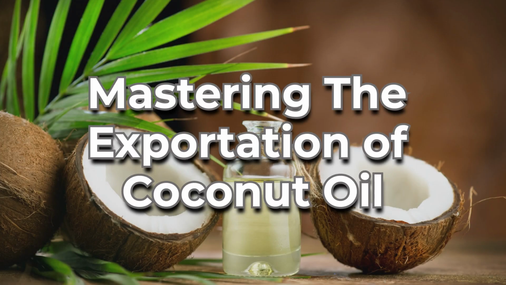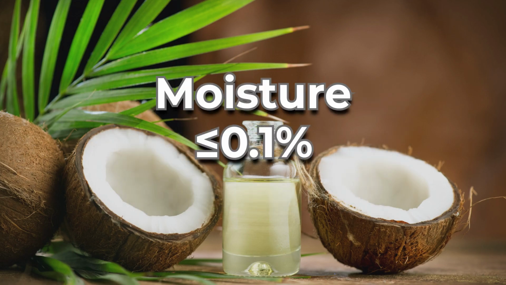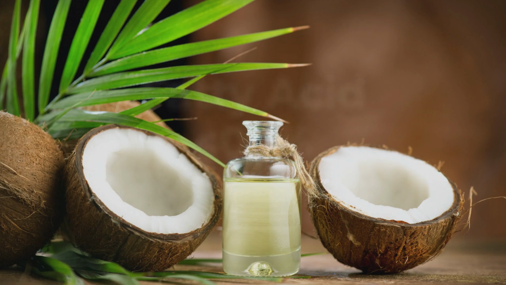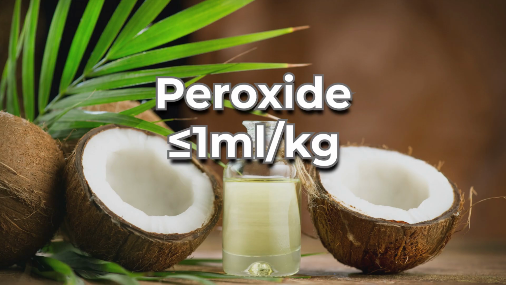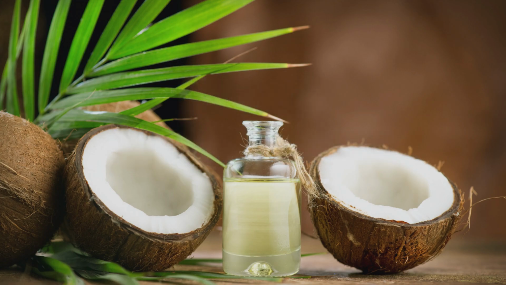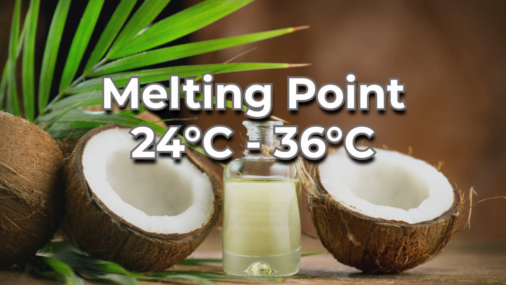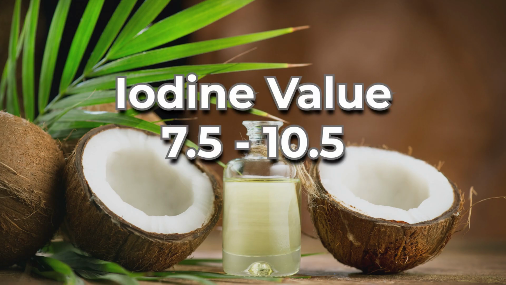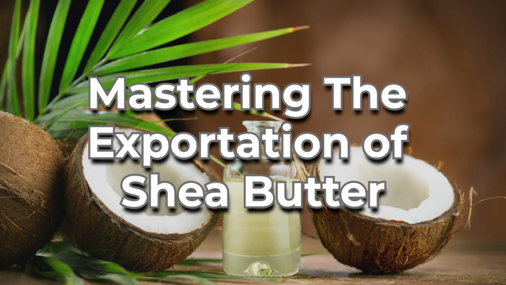Refined, bleached and deodorized is similar, just a little difference. Moisture, 0.1%, just like virgin. Free fatty acid, less than 0.1%. Peroxide, less than or equal to 1 milliequivalent per kg. Color, light yellow, a bit different, so colorless. Odor, neutral, no distinct smell. Flavor, neutral, no distinct taste. Melting point, remember, it is bleached. Melting point, 24 to 36 degrees. Iodine value, 7.5 to 10.5. Saponification value, 248 to 265.